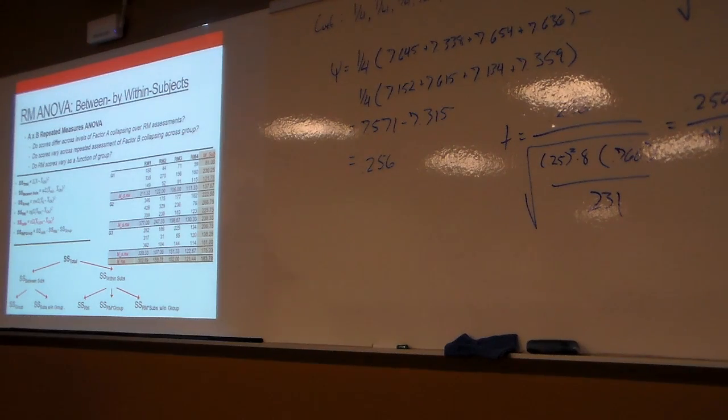Collapsing across group, do we see variability on average scores across our repeated measures? Here, our sum of squares for our repeated measure by group is our interaction term, right? We get this by subtraction. We take our sum of squares cells, which is the same as our sum of squares within subjects, and subtract our sum of squares repeated measure and our sum of squares group. Is that right?